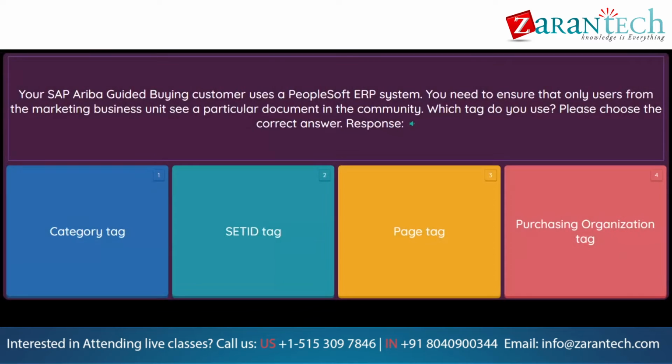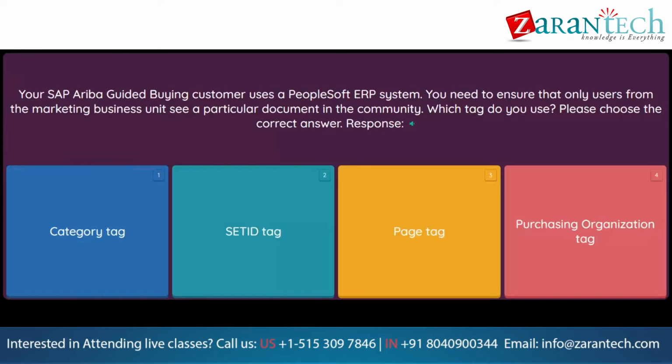Question: Your SAP Ariba guided buying customer uses a PeopleSoft ERP system. You need to ensure that only users from the marketing business unit see a particular document in the community. Which tag do you use? Please choose the correct answer.